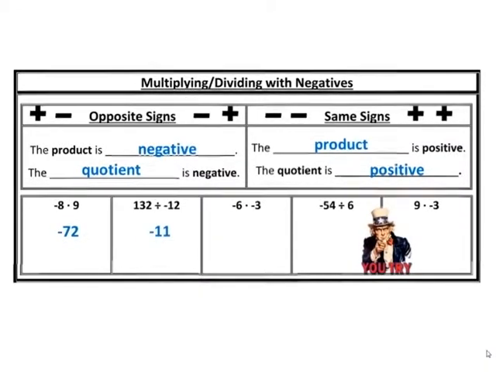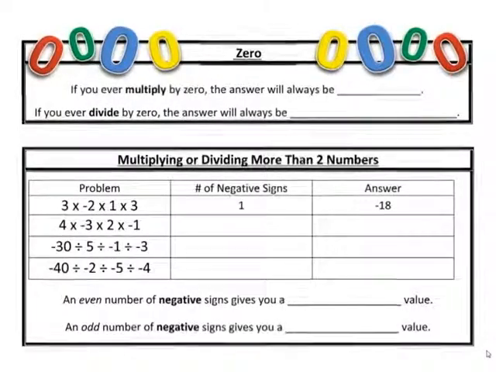Same signs for negative 6 times negative 3. Our product is always going to be positive. On your own, try negative 54 divided by 6 and 9 times negative 3. If you ever multiply by 0, the answer will always be 0. If you ever divide by 0, the answer will always be undefined. You can never divide by 0.